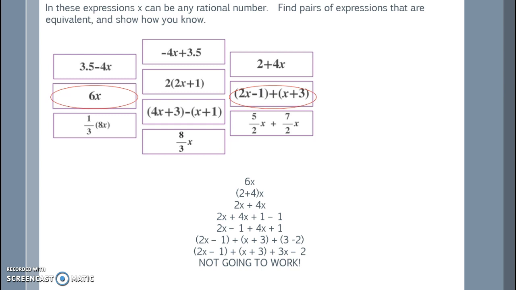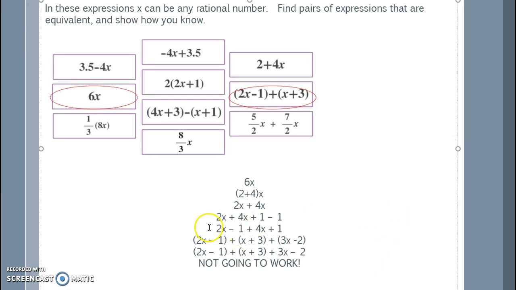So then what I did is I took 2x minus 1 and grouped them together. And then I rewrote 4x into an x and 3x, because x plus 3x is 4x. And I rewrote 1 using 3 minus 2. So now I get this part to match this piece up here. However, we have these leftovers of 3x minus 2. So those two are not going to work.